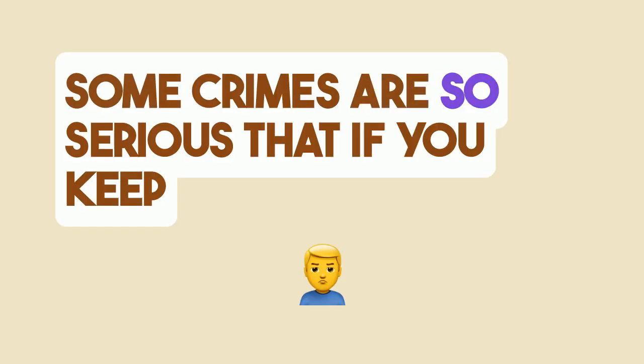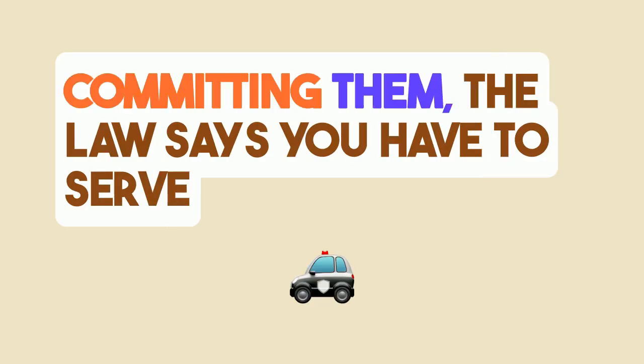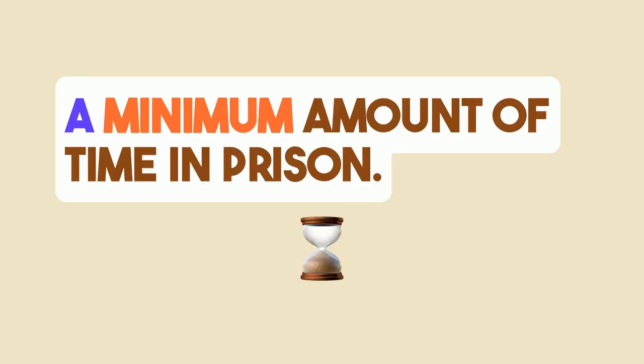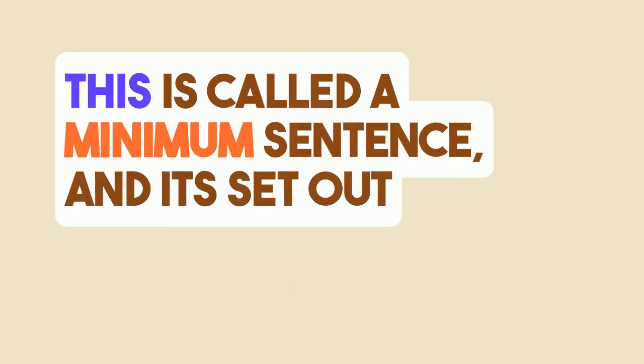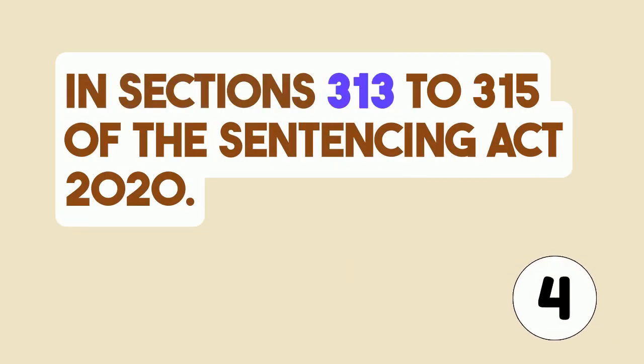Some crimes are so serious that if you keep committing them, the law says you have to serve a minimum amount of time in prison. This is called a minimum sentence, and it's set out in sections 313 to 315 of the Sentencing Act 2020.